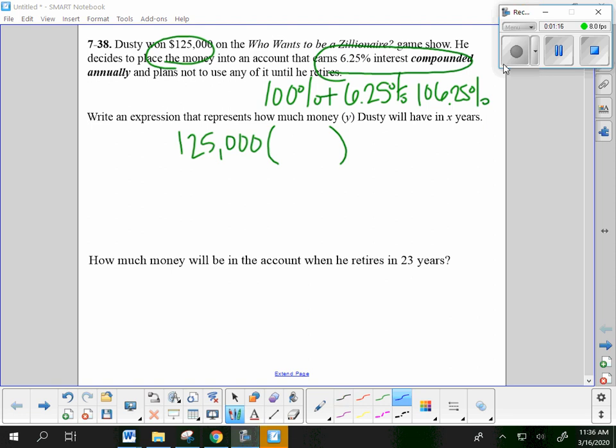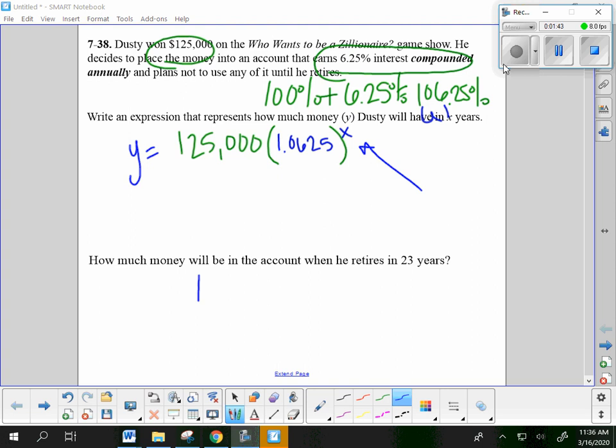And you always change it to a decimal by moving 2 spaces to the left. So my multiplier is actually 1.0625 to the power of x. And put a y equals at the front to represent how much money he's going to have after x years. So how much money will be in the account when he retires in 23 years?